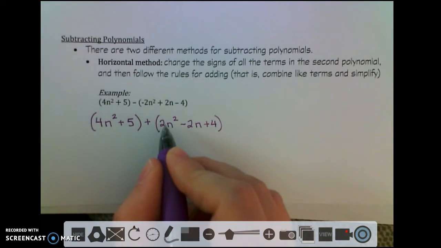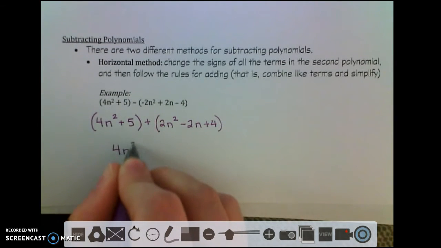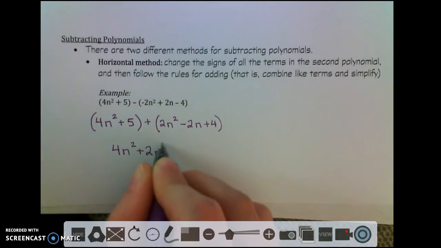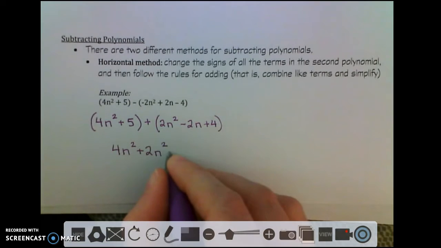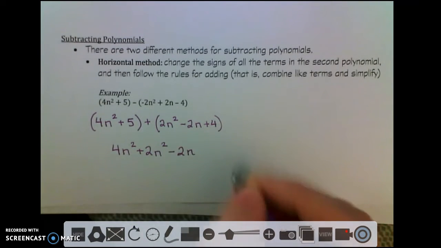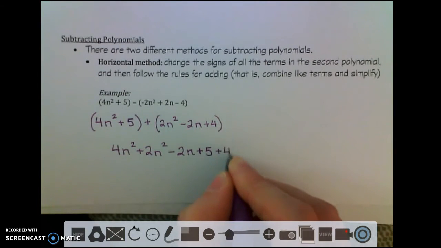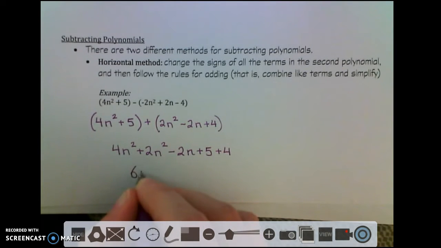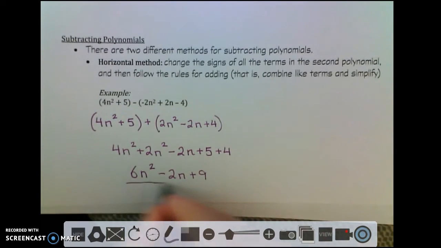And now I'm just adding, so I can combine my like terms and simplify. I have 4n squared plus 2n squared. I don't have an n term here, but I do here, so I have minus 2n. And then I have a 5 and a 4, so I say plus 5 plus 4. And then I just combine and simplify my terms. That gives me 6n squared minus 2n plus 9. And because I only have one of each of those terms left now, I am done.